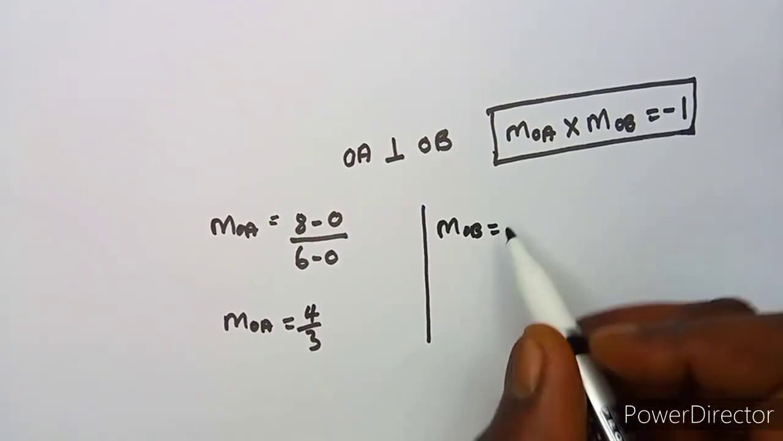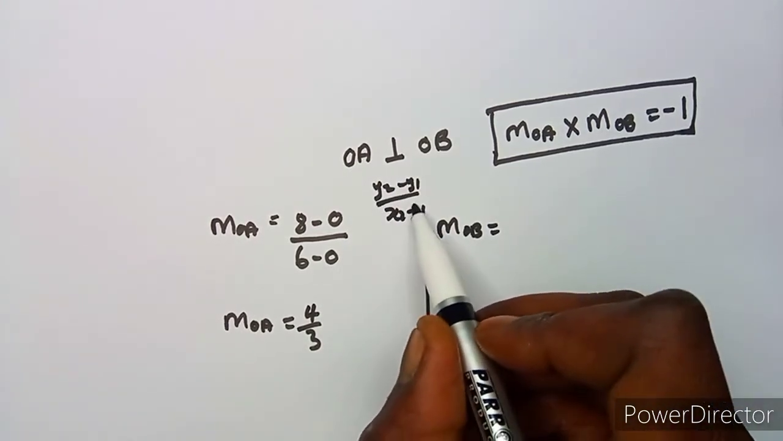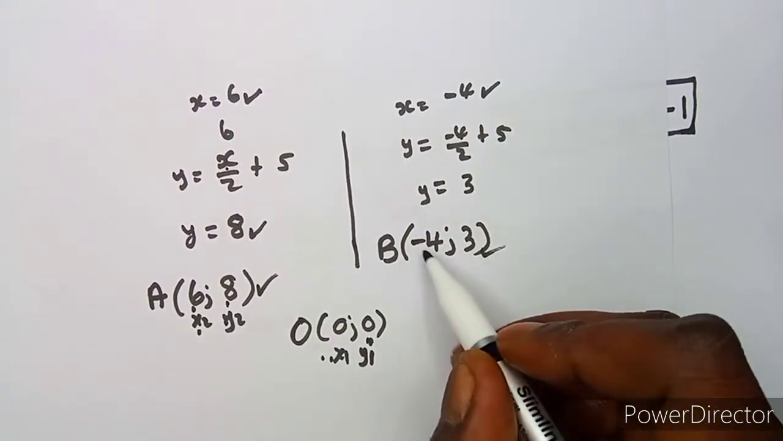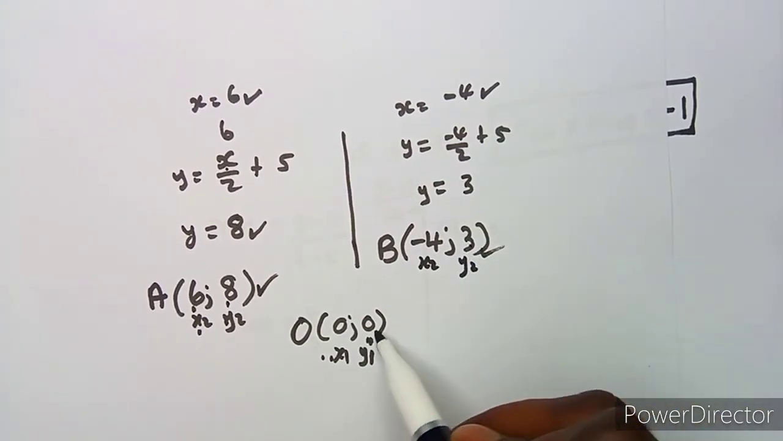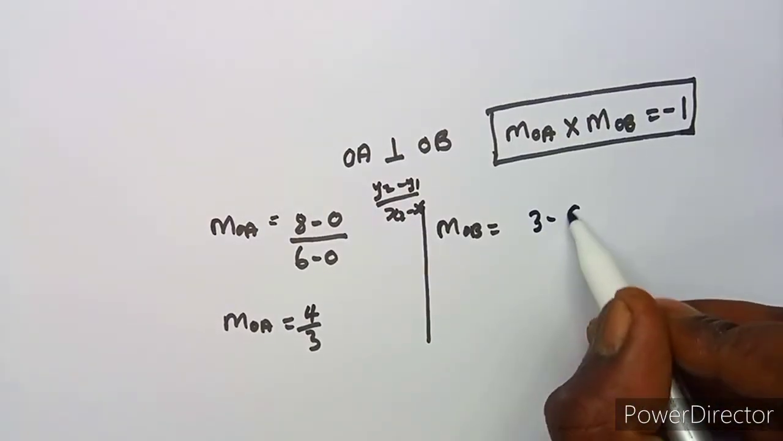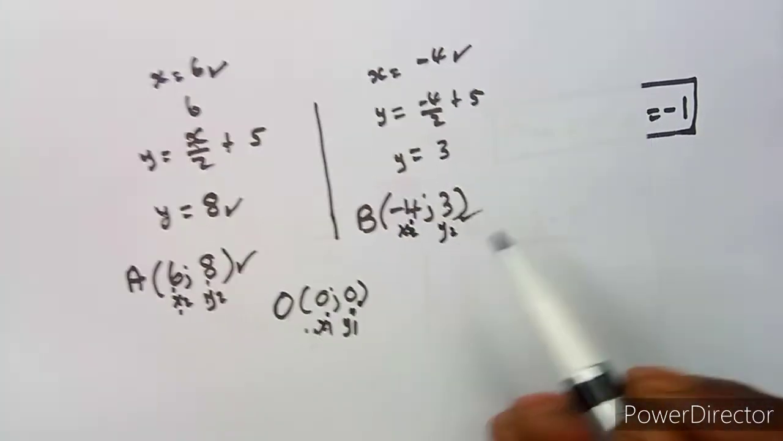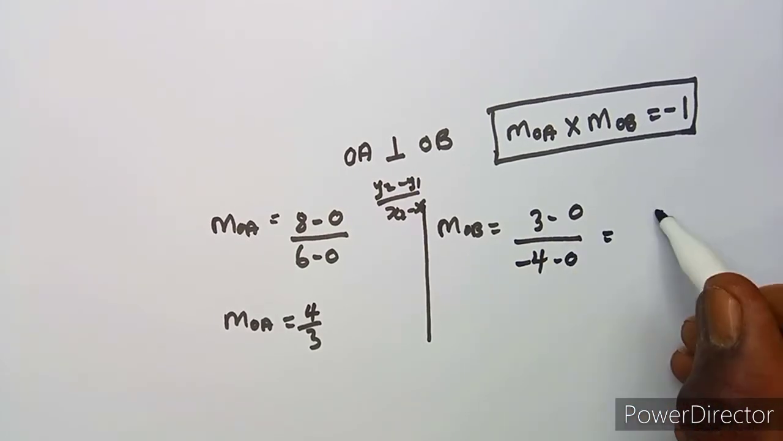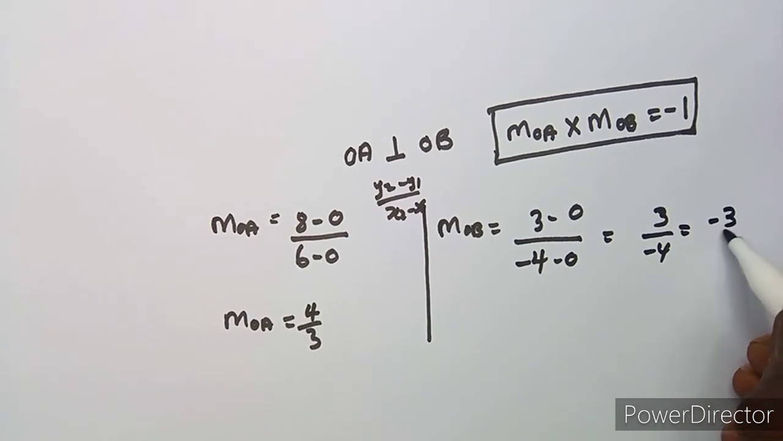All right, let's move to OB and find the same thing, the gradient of line OB, still the same formula, y2 minus y1 over x2 minus x1. Now I'm referring to these two points, so this will be my x2, y2, so it's 3 minus 0 over x2 minus x1, which is minus 4 minus 0. So it's going to give us 3 over minus 4, which is the same as minus 3 over 4.